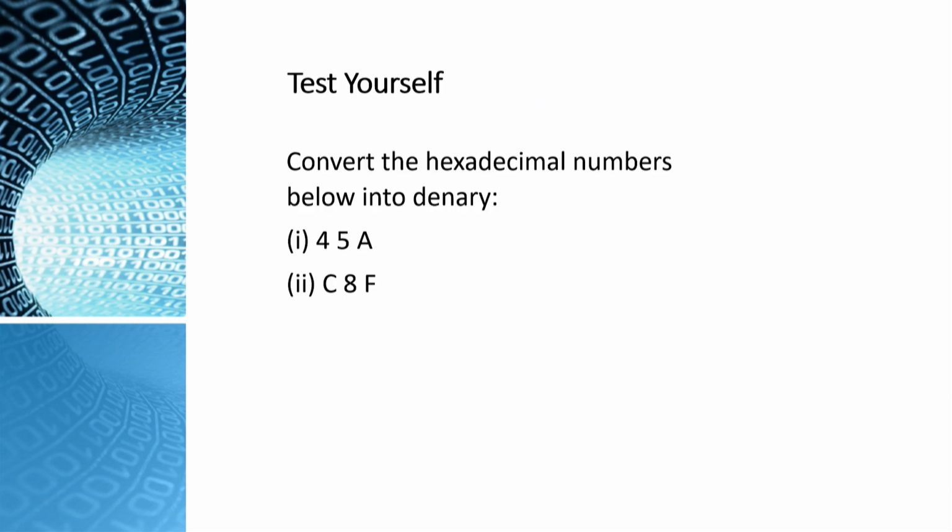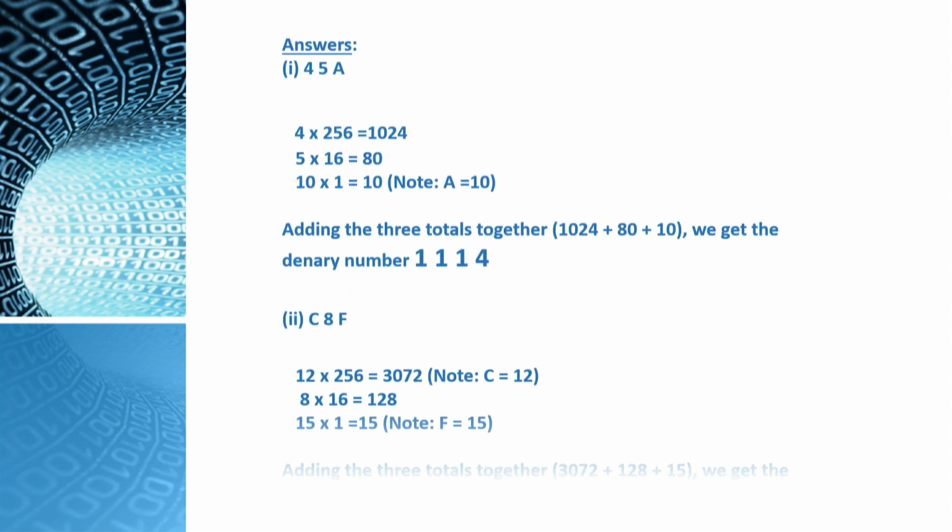Copy these questions and their corresponding answers to check for your understanding later on. 45A becomes 1114, while C8F becomes 3215.